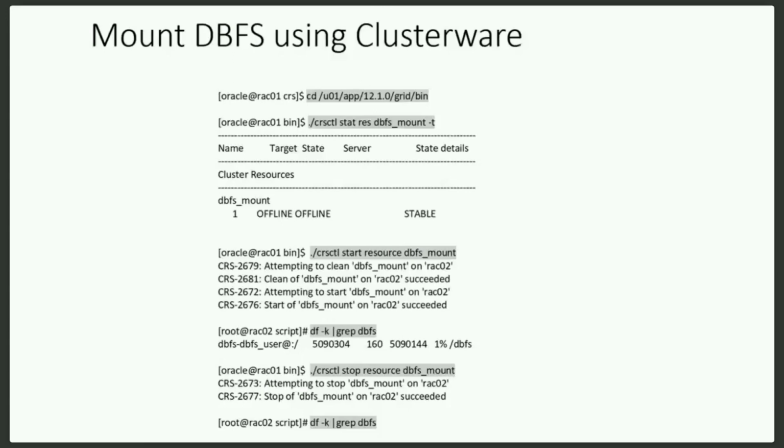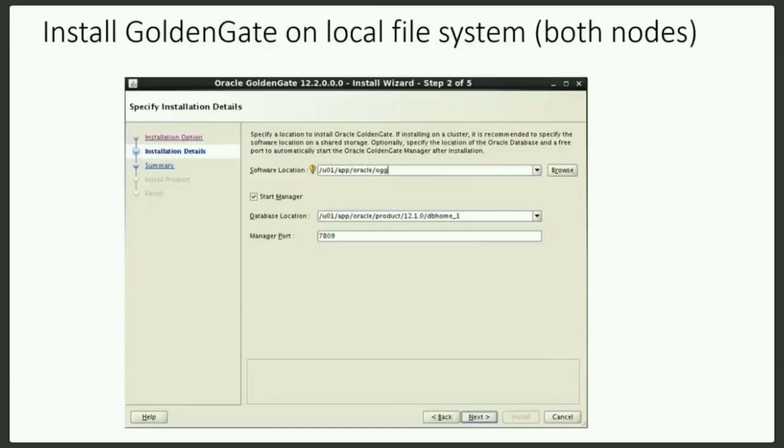Once I start the resource, if I run a df command, I can see that the dbfs file system is mounted at the mount point called /dbfs. And once I stop it, the file system is unmounted.